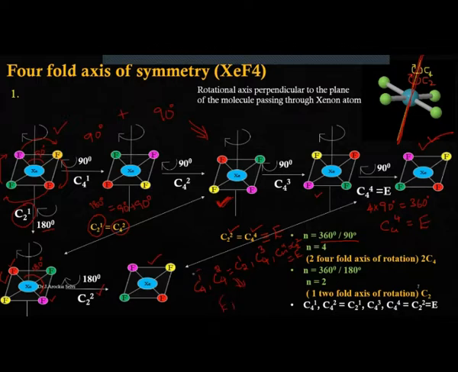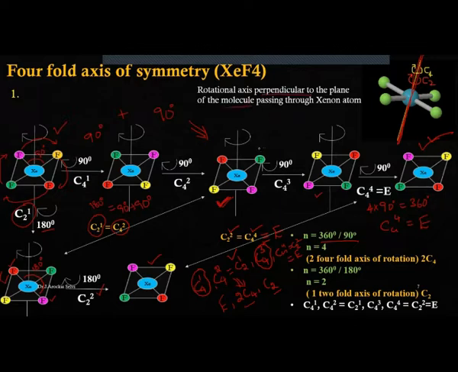How many unique C4s are there? This is the one, and this is the one. So there are two C4s, then one C2, this one, and we have E. That is what we have written. So totally E, 2 C4s, and 1 C2. This is with respect to the rotational axis perpendicular to the plane of the molecule passing through the xenon atom.